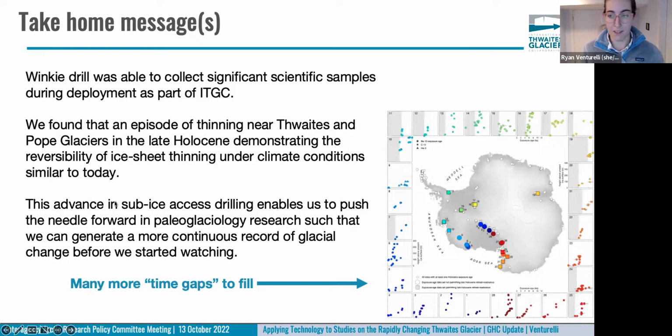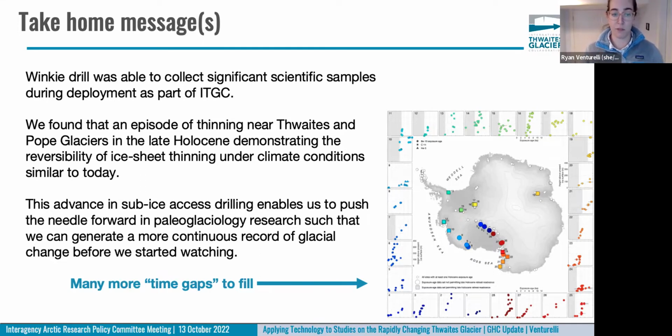So this talk was kind of a mix of the really cool things we can do with subglacial bedrock drilling and the science that comes out of it. But what I really want you to take home from me presenting here, a geologist talking to a lot of people interested in technology, is that the Winky drill was able to collect significant scientific samples during deployment as part of ITGC.